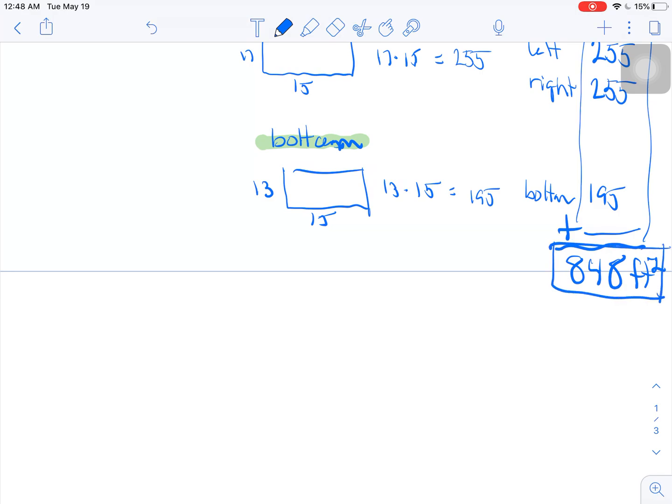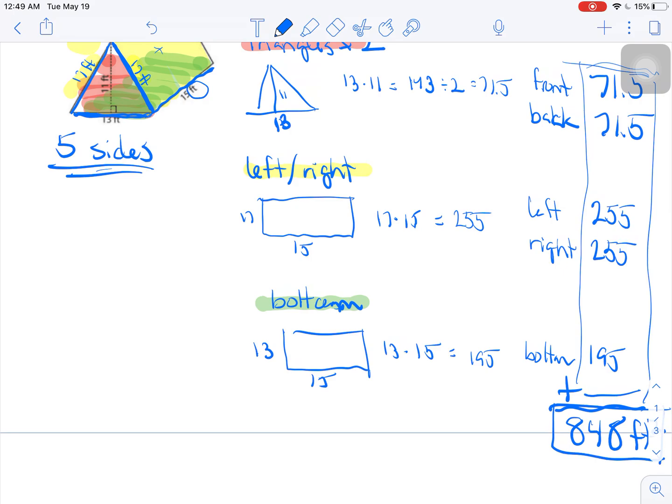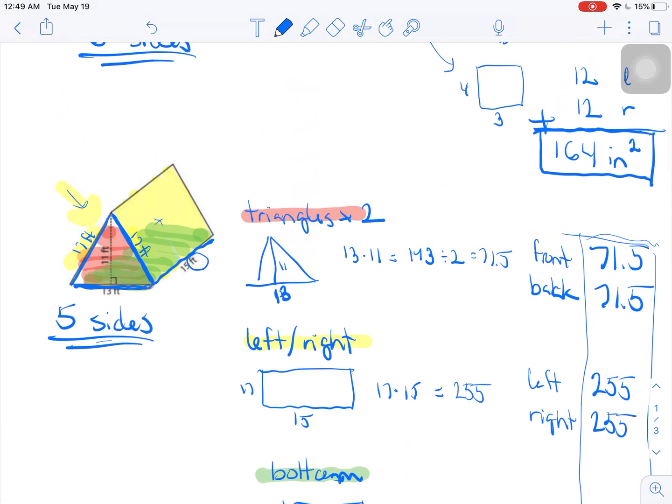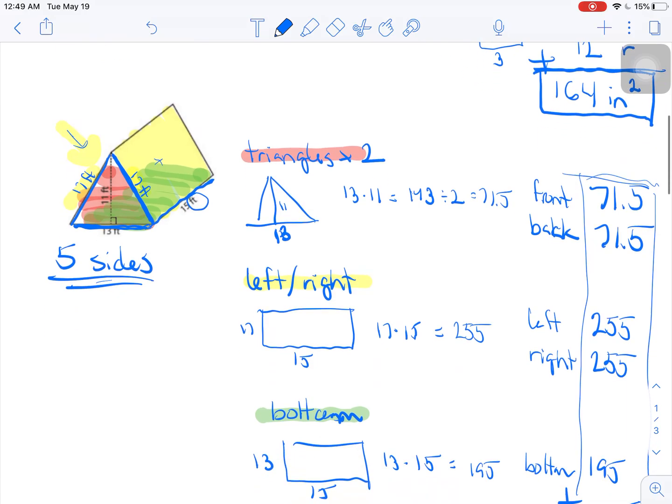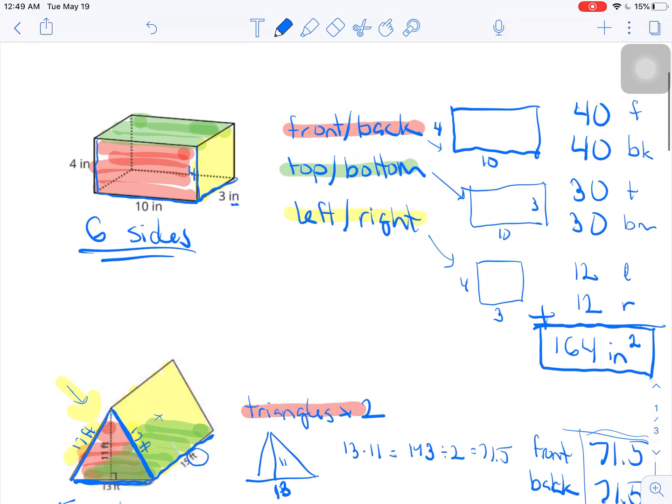Since we're measuring in feet, our square units would be square feet. So 848 square feet. So that is the idea behind surface area. So basically the process for surface area that will work for any prism is to go through and individually look at all the sides of the prism and find the area of each side and then just add them all up. But again, the thing you have to be careful with is make sure you don't miss any sides.